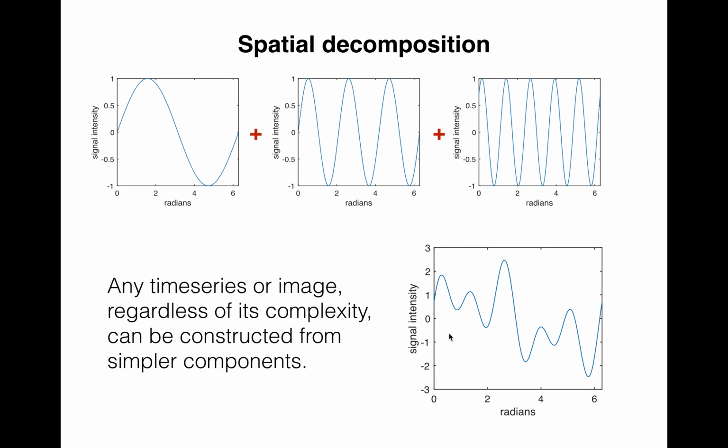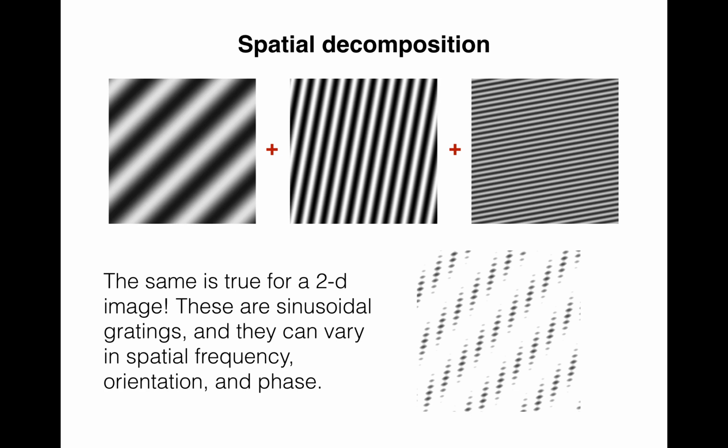And the neat thing is that you can do this in 2D as well, so for 2D images. These are called sinusoidal gratings, and they can vary in spatial frequency, orientation, and phase. So spatial frequency is how many bands you get across the image. So this is a lower spatial frequency, this is a higher spatial frequency, this is an even higher spatial frequency. You can see how each of these three gratings is oriented differently. And then the phase would just shift the dark and light patch one way or another.